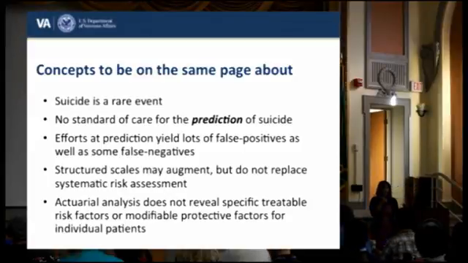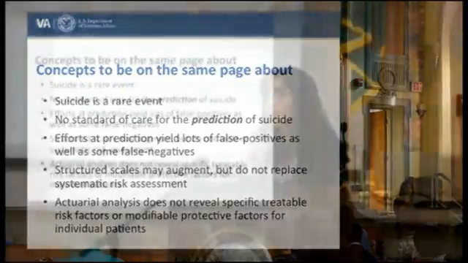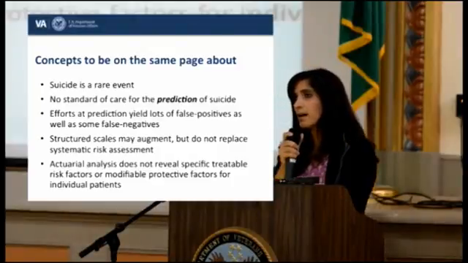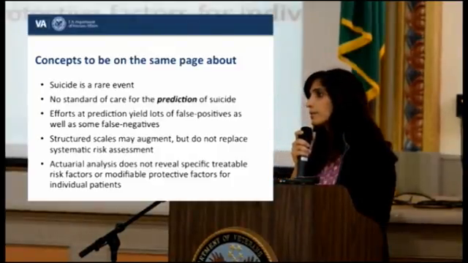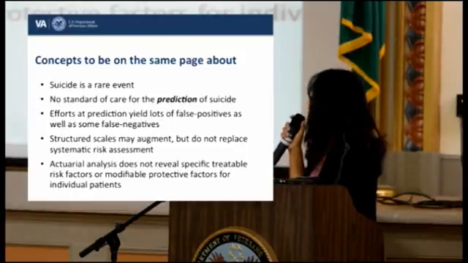Along those lines, prediction is what we're not trying to do with risk assessment, and I think a lot of times that gets confused. We're just trying to identify people who are at risk for engaging in suicidal behavior, but to actually predict who will go on to die by suicide is a task that we are really quite far from at this point.